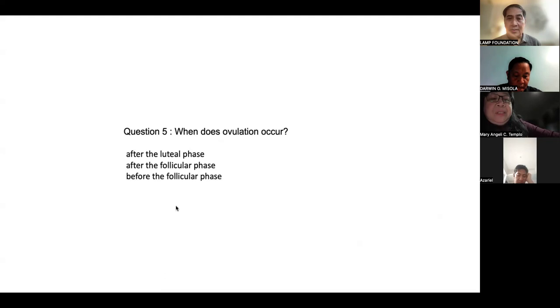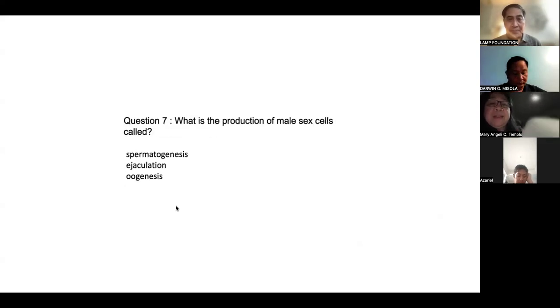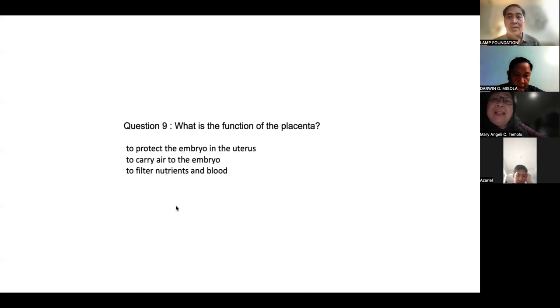When does ovulation occur? It occurs after the follicular phase. How many chromosomes does a child receive from its father? 23. What is reproduction of male sex cells called? Spermatogenesis. Fertilization involves joining of two haploid cells to form a diploid cell. What is the function of the placenta?